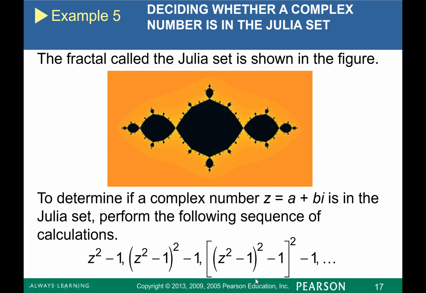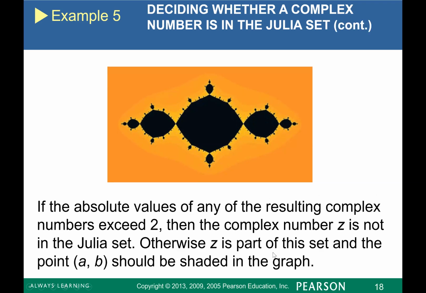Okay. And then they put it back in and they keep repeating that, substituting that in. If the absolute values of any of the resulting complex numbers exceed 2, then the complex number z is not in the Julia set. Now remember, the absolute value just means the magnitude, or the square root of a squared plus b squared. Otherwise, z is part of this set, and the point (a, b) should be shaded in the graph.